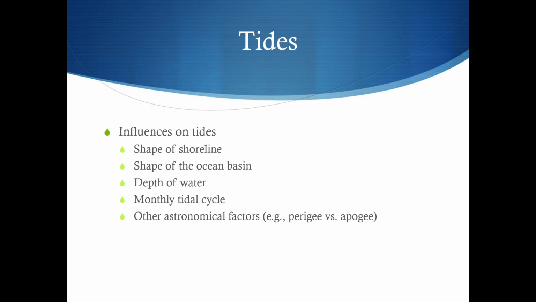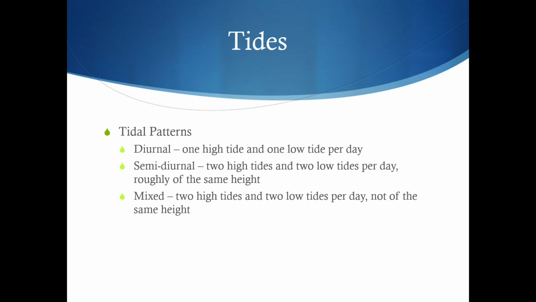Particular influences on tide in any given area, though, are not just about the bulges. Shape of the shoreline, shape of the ocean basin in that area, depth of the water in that area, the monthly tidal cycle of that area, and other astronomical factors such as perigee and apogee, which you can look up on your own if you want to know what those are. All of these things influence tide as well in a localized area. So tides are pretty complex, but there are three basic tidal patterns that we see. There's the diurnal, the semi-diurnal, and the mixed tide pattern.